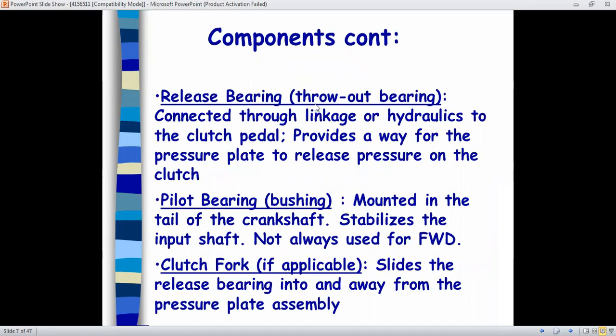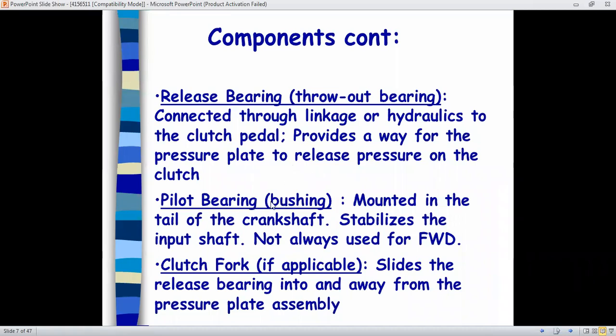Release bearing, what is that? Throw-off bearing. Connected through linkage or hydraulics to the clutch pedal, it provides a way for the pressure plate to release the pressure on the clutch. Because when we want to disengage the clutch from the engine power, we have to apply pressure from our foot, and this releases the pressure from the clutch.